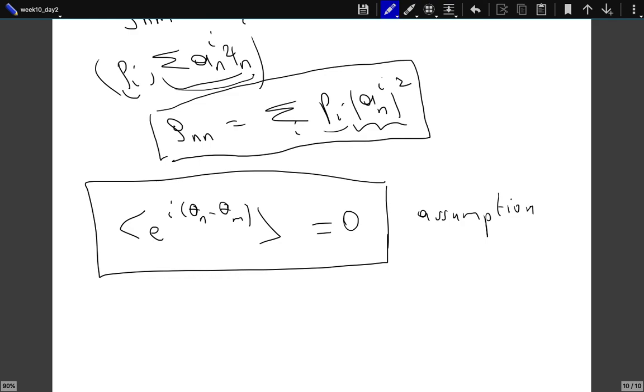Since they are random, that exponential over here, when you are taking the statistical average, can be positive, it can be negative, it can be pointing in one direction in the complex phase space, or it can be pointing in just the opposite direction. So the average just turns out to be 0.